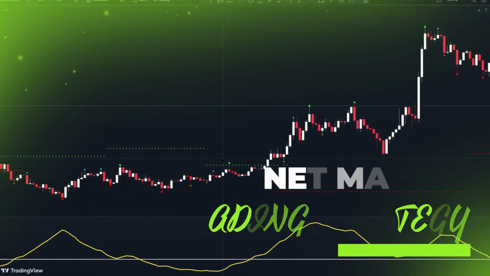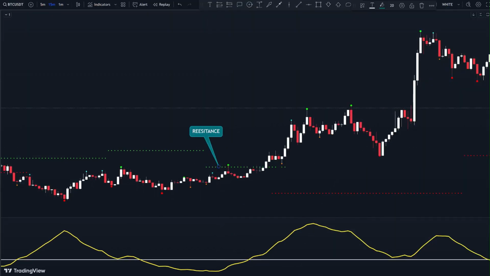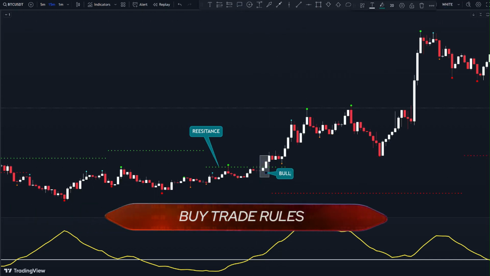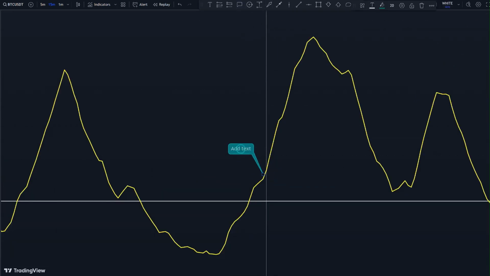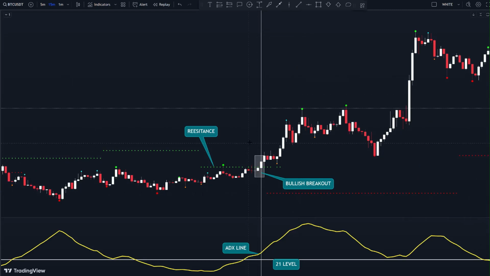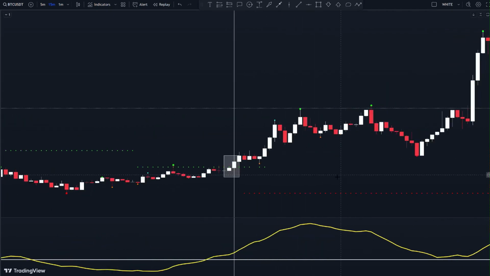Here's an example. Let's say we have a bullish breakout on our hands. We've identified the signal candle. We draw a vertical line at the point and check the corresponding ADX value. If it's above 21 level, that's a good sign. It means the signal has enough momentum behind it, and our buy signal is confirmed. At this point, you'd enter a buy position.